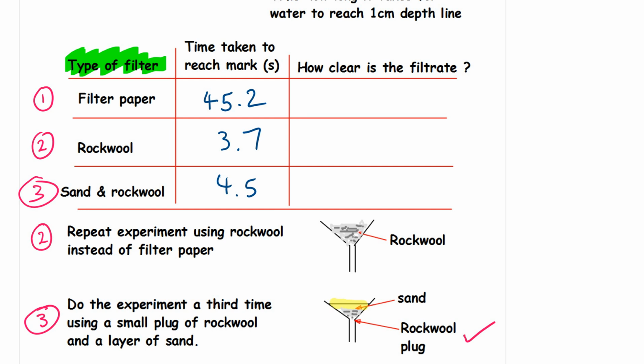So we can clearly see that the rock wool allowed the filtrate to pass through more quickly than the other two. However, if you actually look at how clear the filtrate was, this was clear. The middle one, the rock wool on its own, very cloudy, not very good at filtering. And then the sand and the rock wool was slightly cloudy. So let us move on.